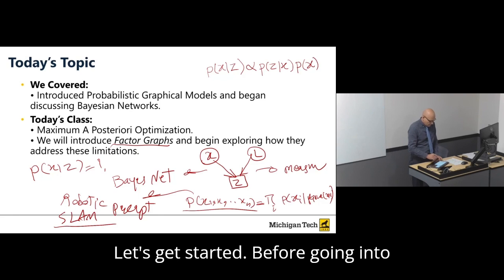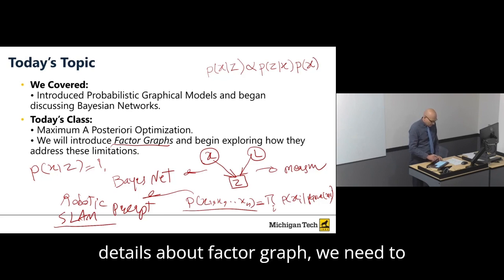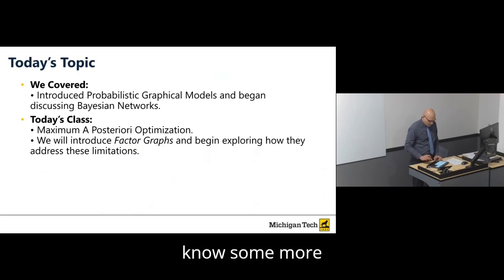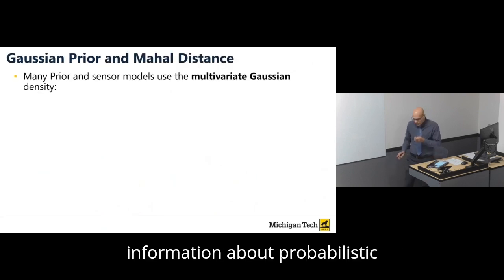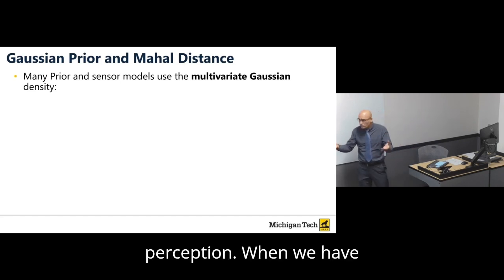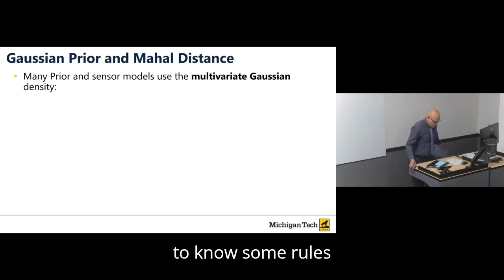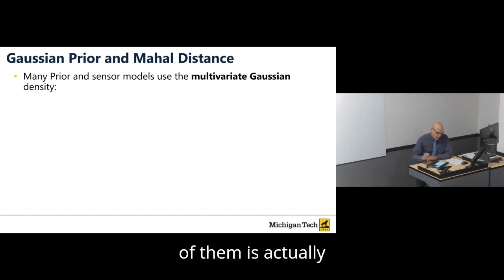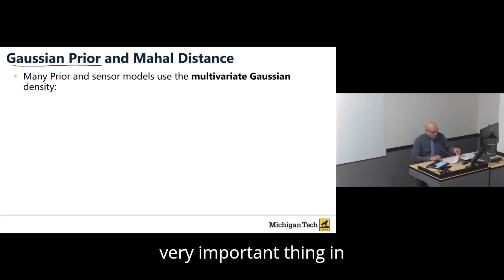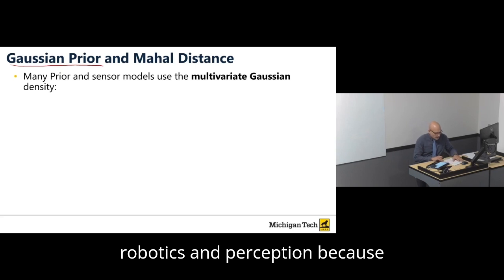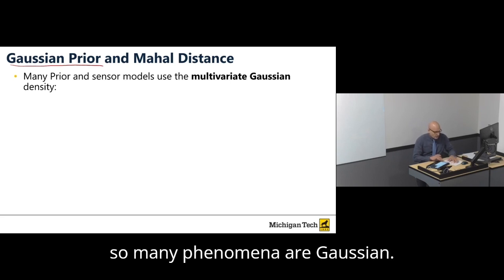Let's get started. Before going to details about factor graphs, we need to know some more information about probabilistic perception. When we have perception that is probabilistic, we need to know some rules and things. One of them is actually the Gaussian prior. Gaussian is a very important thing in robotics and perception because so many phenomena are Gaussian.